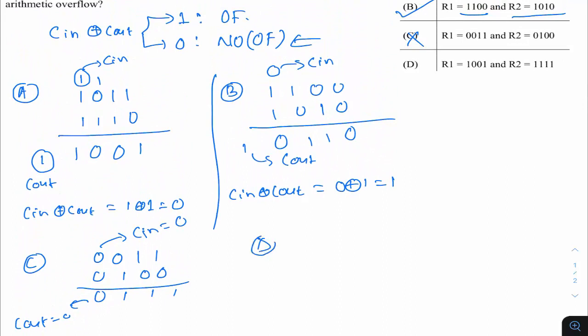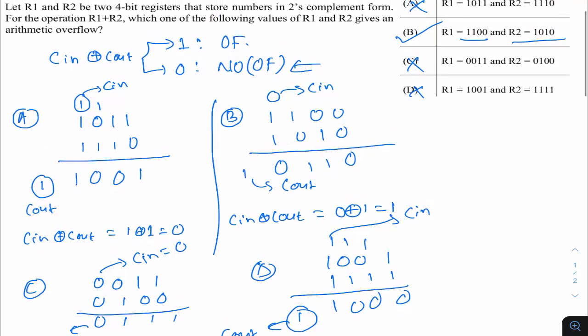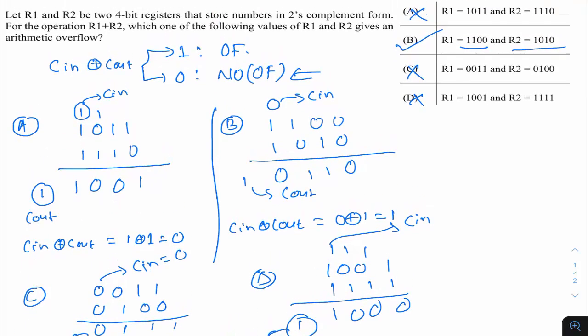In D, if you check, the carries are 1 1 1 0, and so on. You can see this is your C out and this is your C in. So C in and C out are equal. 1 XOR 1 is 0. 0 means again no overflow. So in this case also you don't get overflow. So the only thing is, in option B we are getting overflow. That's the right answer. This is one of the ways.